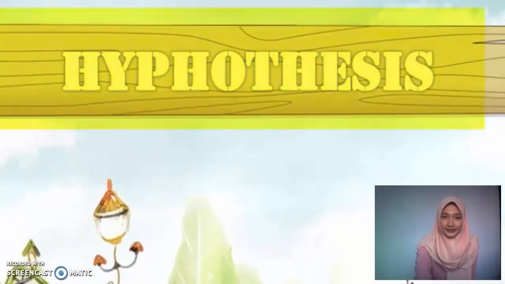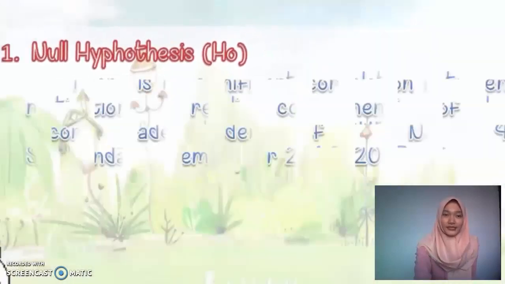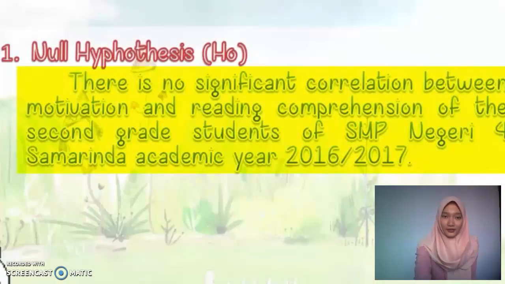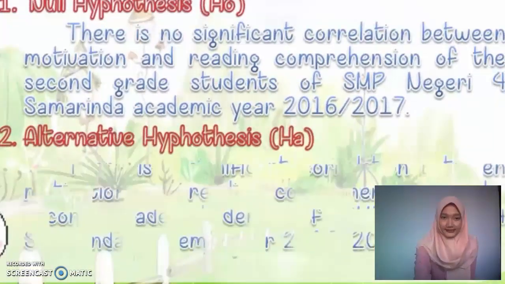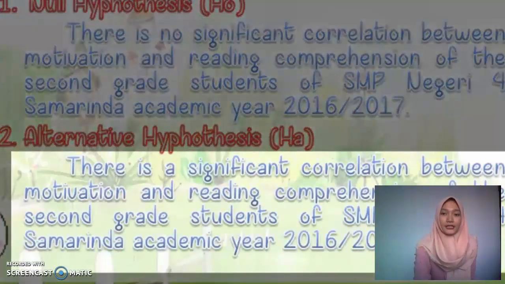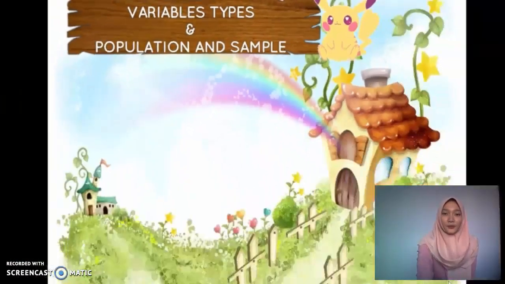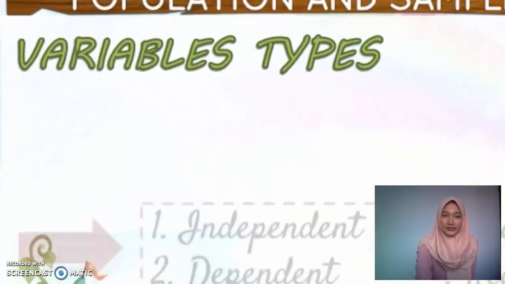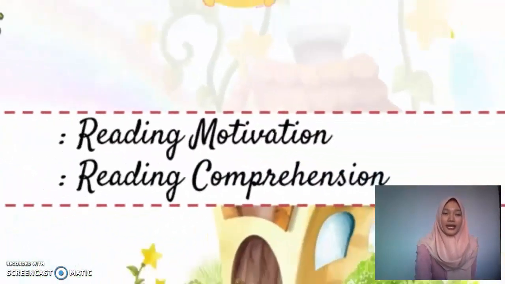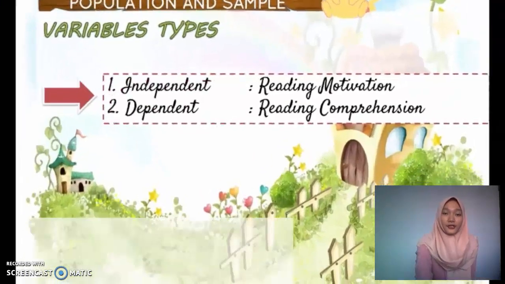And then this is the hypothesis. The first one is null hypothesis, which means there is no significant correlation. The second one is alternative hypothesis, which means there is a significant correlation. Then variable types: the independent variable is reading motivation and the dependent variable is reading comprehension.